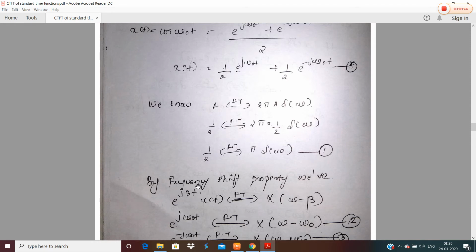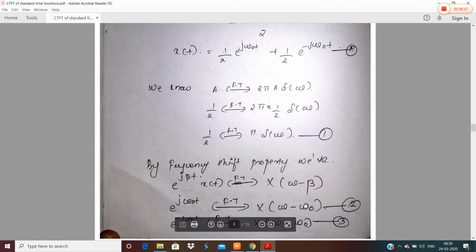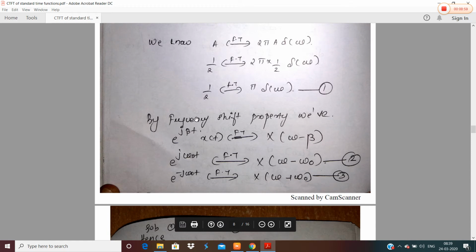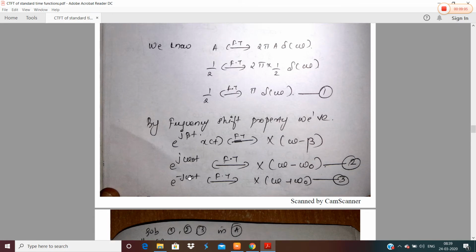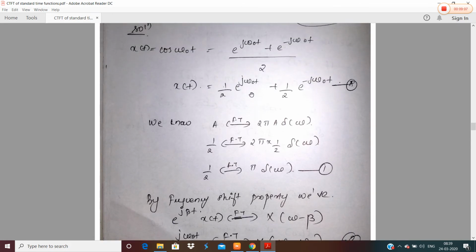And next, by the frequency shifting property, we have e raised to j beta t x of t. Its Fourier transform will give you x of omega minus beta. This is also given in the table of properties for CTFT. Please refer to that. You will have a frequency shifting property like this. So here you have e raised to j omega naught t as well as e raised to minus j omega naught t.